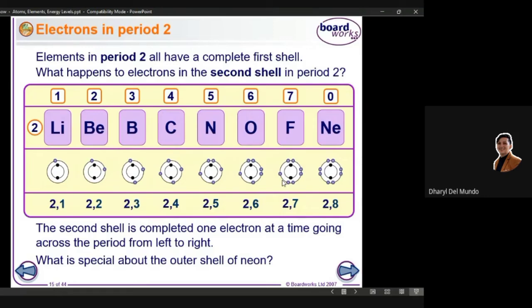Meaning to say, those noble gases located in group 8 have a maximum valence electron of 8. That's why it's the octet rule, from the word octet, 8. So that is the goal of each atom, to have an octet or to have 8 valence electrons so that they will become stable. That's why neon is very special on this part. Actually, all of the noble gases are now stable because they have the maximum 8 valence electrons, like this one.